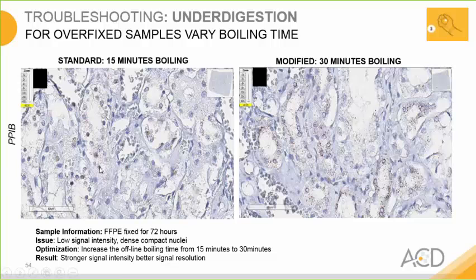You can get high background covering the entire nuclei, which suggests amplifier trapping. So to address this, we can open up the cell further to allow optimal probe penetration and amplifier binding. When we do that, this results in distinct punctate dots. This is achieved by extending the target retrieval time to 30 minutes.